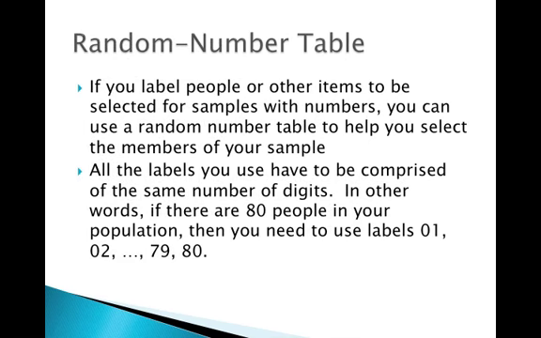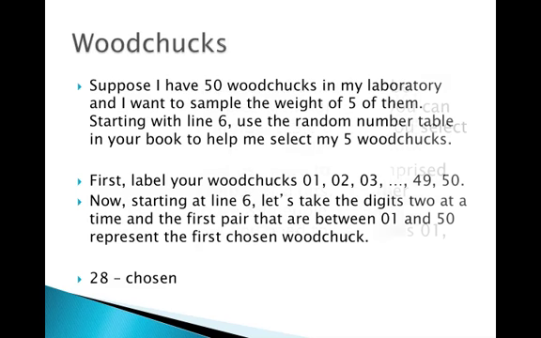Another thing you can do is use the random digit table or random number table. If you label people or other items to be selected for samples with numbers, you can use a random number table to help you select the members of your sample. All the labels you use have to be comprised of the same number of digits. In other words, if there are 80 people in your population, then you would need to use labels 01, 02, 03, 04 on up to 78, 79, 80, so that everybody would have 2 digits.